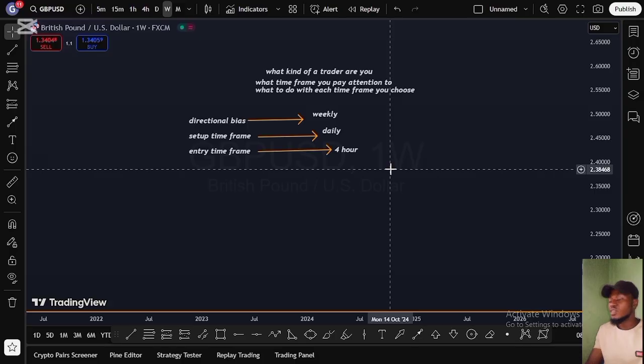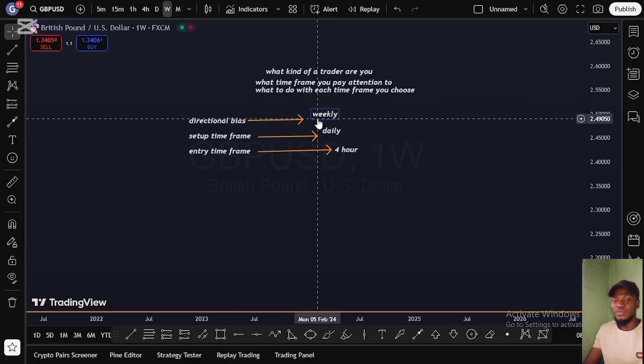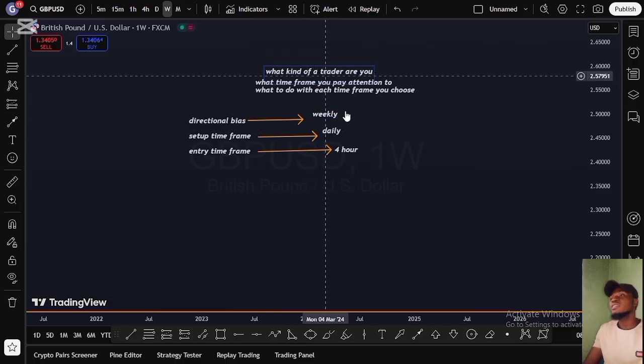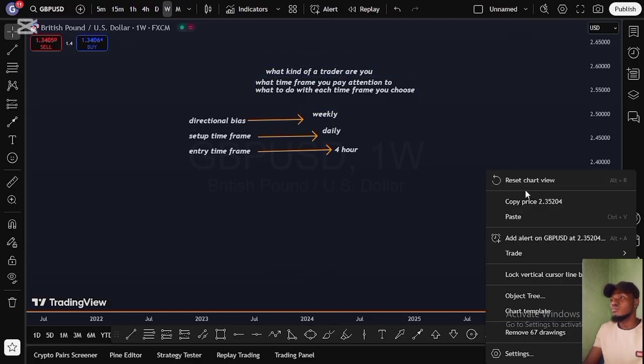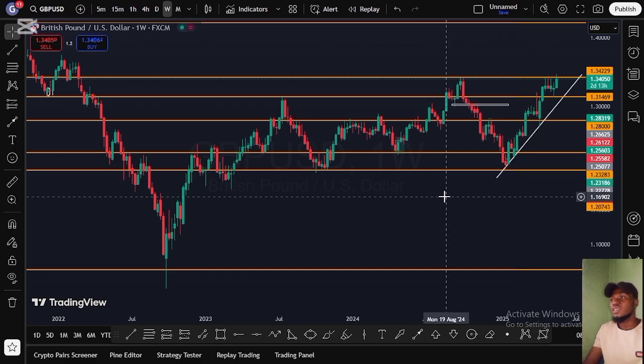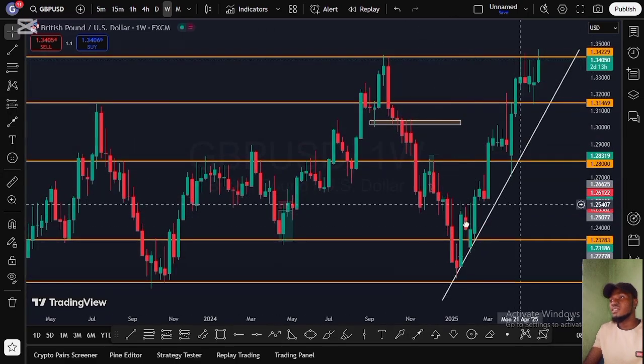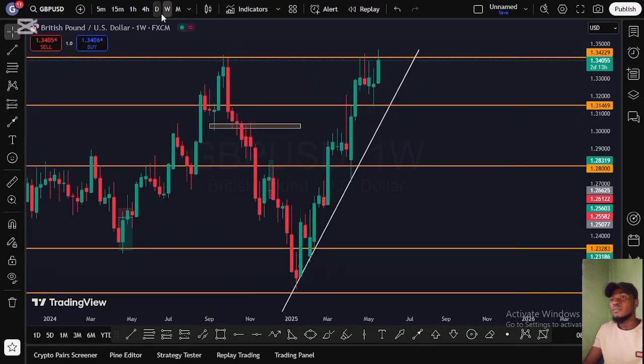But in another video, we'll dive deep into how to mark key levels from the weekly, because the weekly is my overall direction. So let me quickly take you to my chart and let's do a practical example now. Right now you can see this is the weekly. It's very bullish, very bullish.